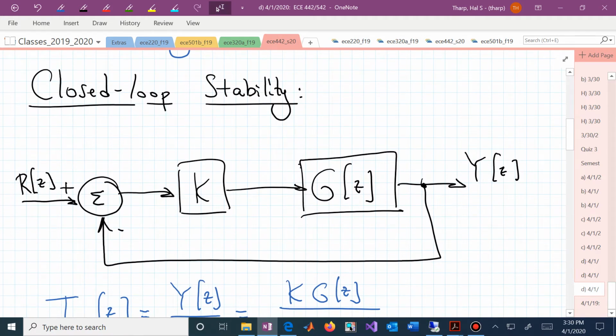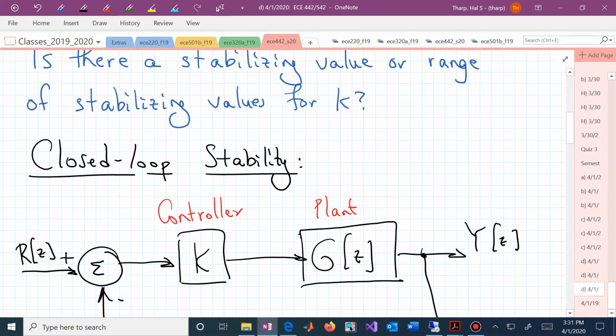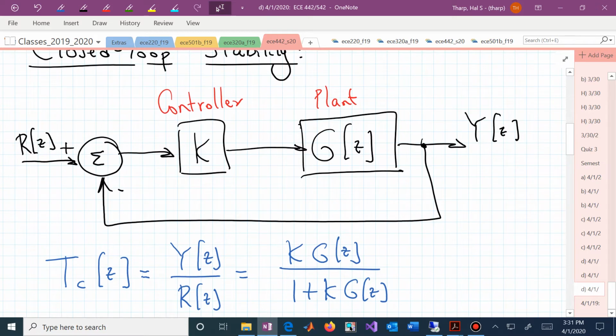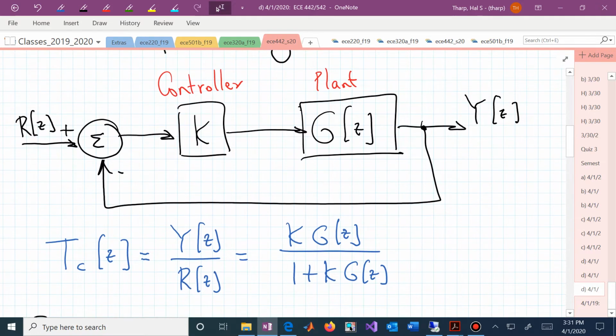Let's look at the closed loop stability. Again, here's our unity output feedback, negative output feedback configuration. We have the controller, which is a constant gain controller. Here's our plant, and we're using a specific plant, 1 over z times (z minus 3/2). The plant now is second order. We can derive, using block diagram algebra, the closed loop transfer function. That's KG over 1 plus KG.